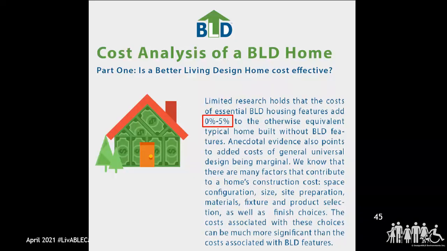The Better Living Design Group, or BLD, has been working for a long time to increase universal design awareness. And here their website was talking about how adding accessible, adaptable features to a home can only cost anywhere from 0 to 5% more than traditional housing. But if you thought about how much it would cost to fix a house later on, that would well exceed that. And of course, the more experienced your contractor or designer is, the less these expenses cost.